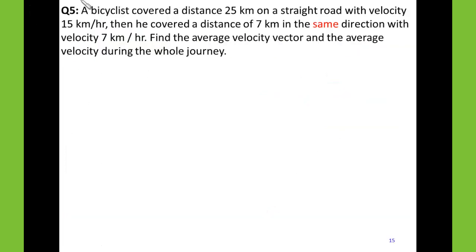Question 5. A bicyclist covered a distance of 25 kilometers on a straight road with velocity 15 kilometers per hour. Then he covered a distance of 7 kilometers in the same direction with velocity 7 kilometers per hour. Find the average velocity vector and the average velocity during the whole journey. We will represent it in the solution.